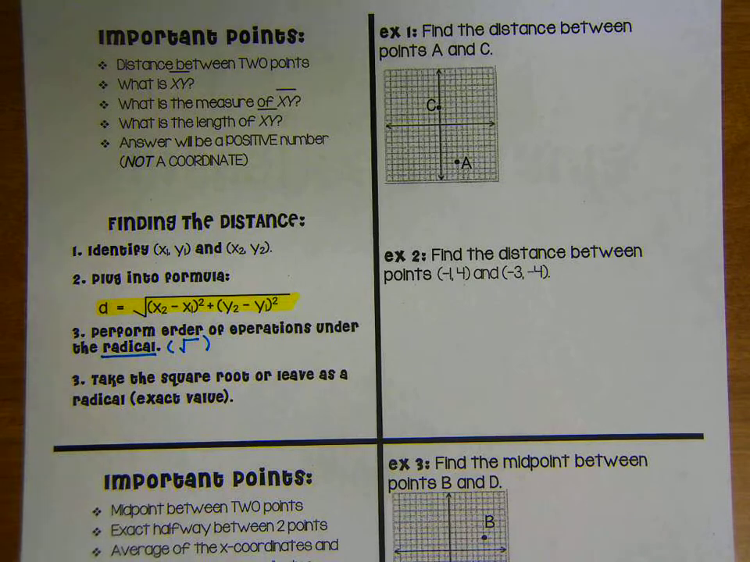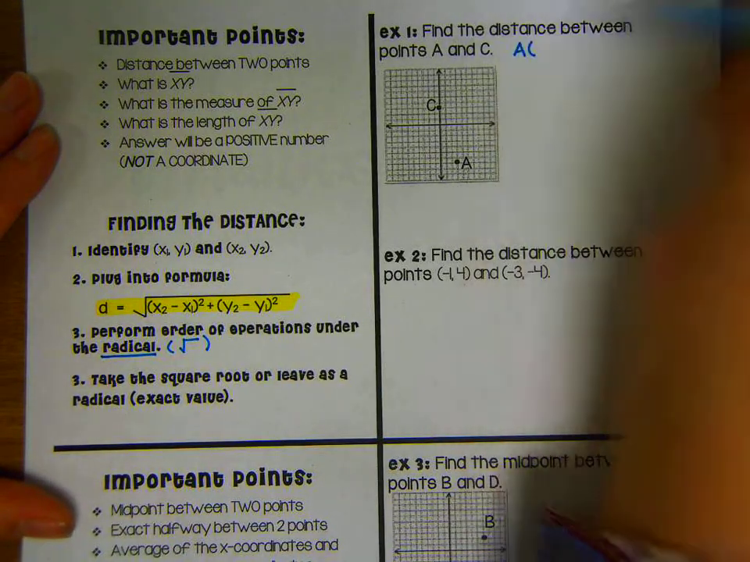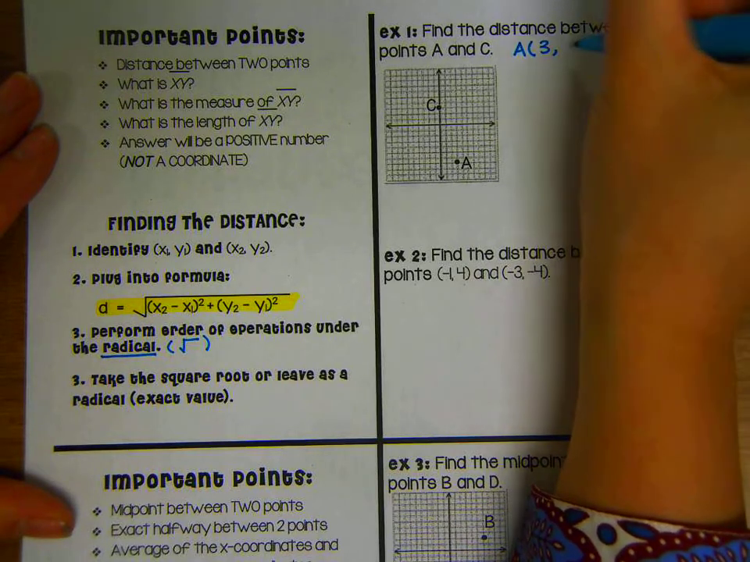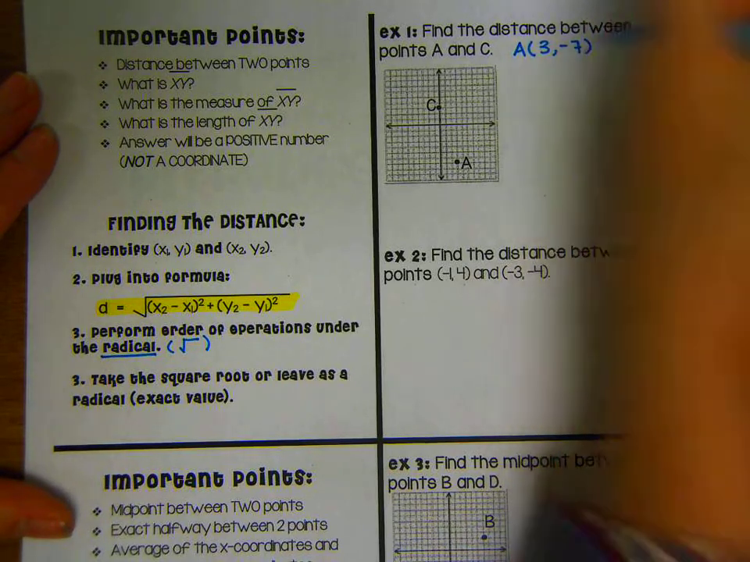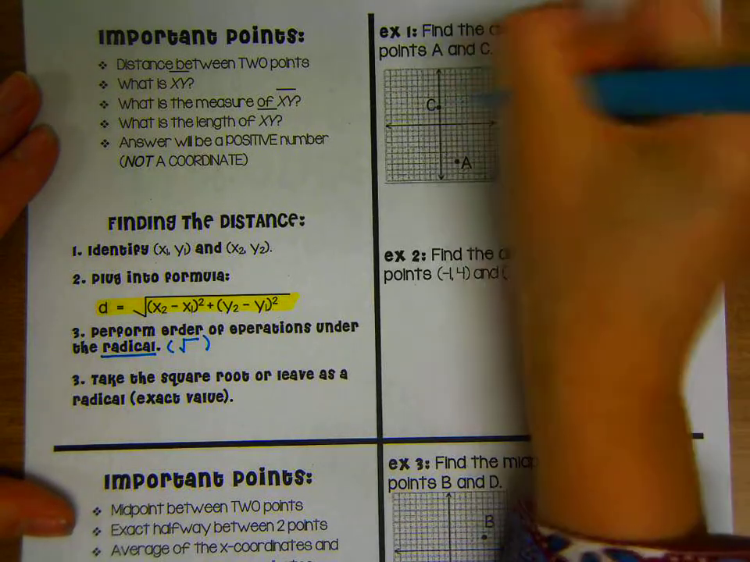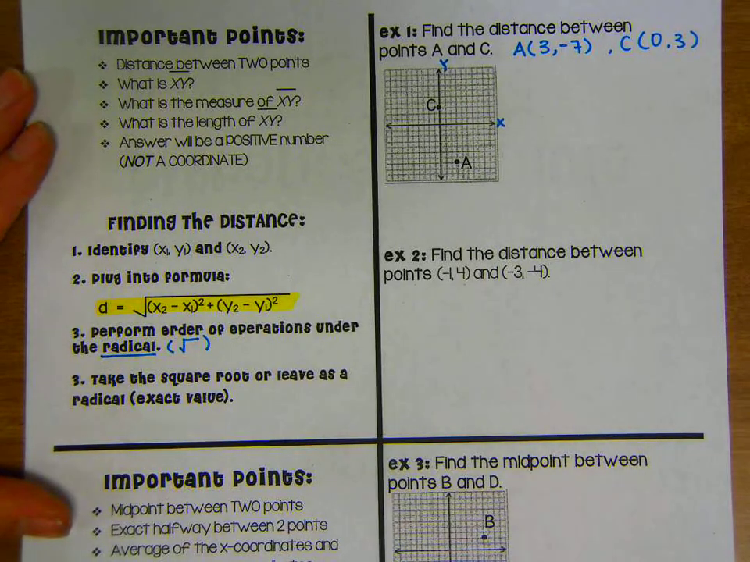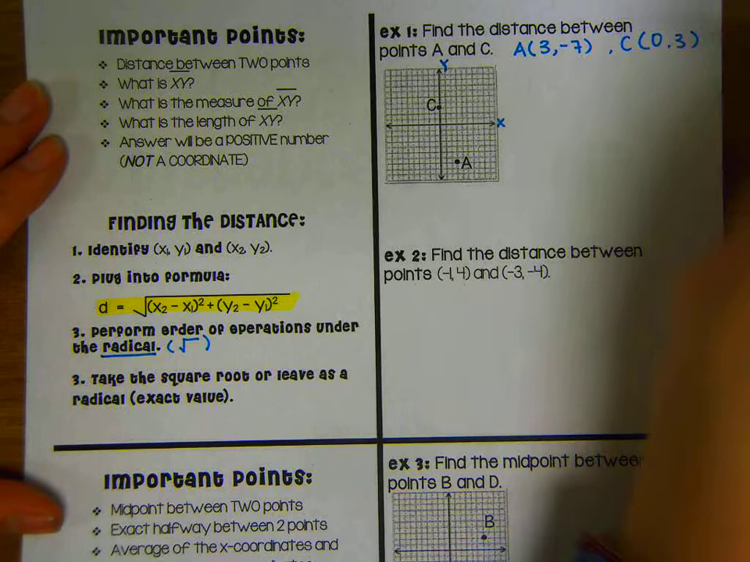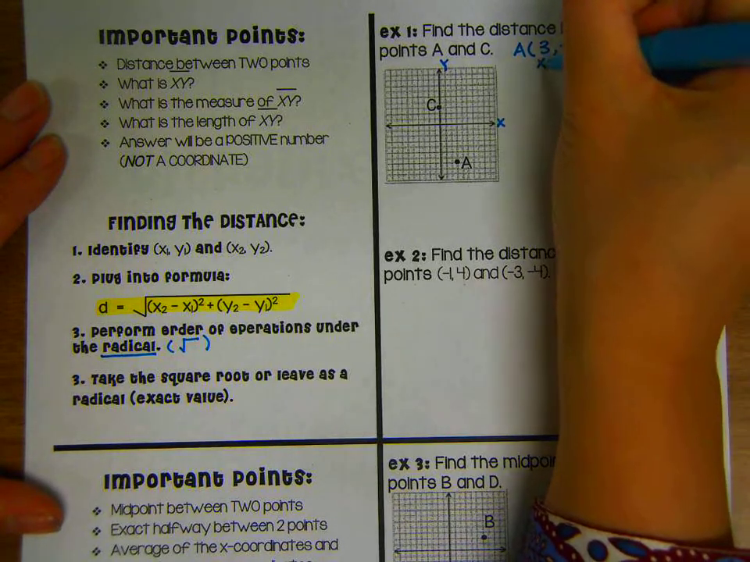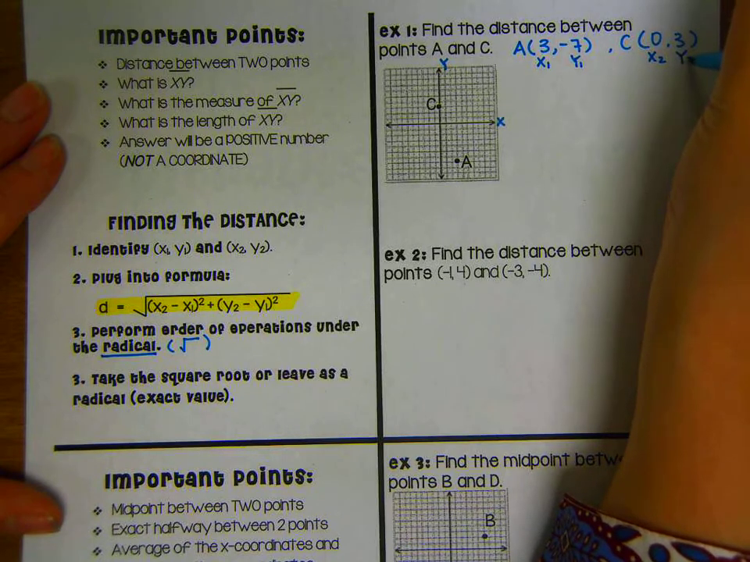So I'm going to show you examples. For number one, find the distance between A and C. First of all, we have to find the coordinates of A and C. So A is 3 and negative 7. Point C is 0 for the x coordinate and 3 for the y coordinate. And our first step is to label those coordinates: x1, y1, x2, and y2.